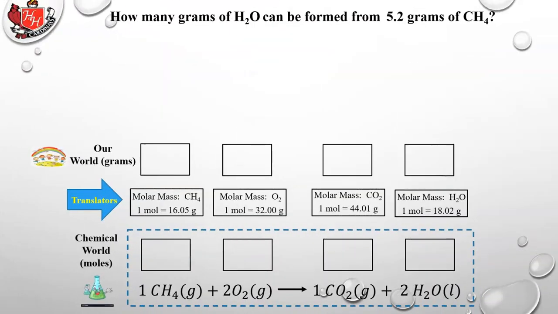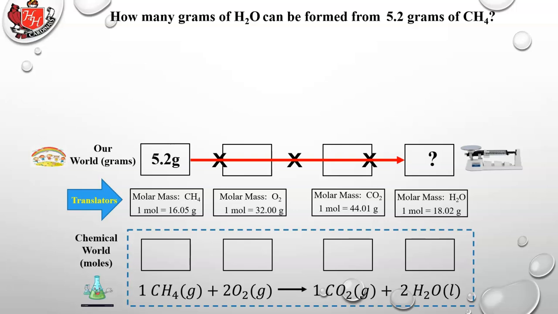All right, now we're going to go how many grams of H2O can be formed from 5.2 grams of CH4. All right, well, let's take a look at this. We're starting with 5.2 grams of CH4, so we're up in the grams row. That's our world. That's the things we can measure on a scale. And we need to go to grams of H2O. That's over on the right side, also in the grams row. And that is what we're trying to find.